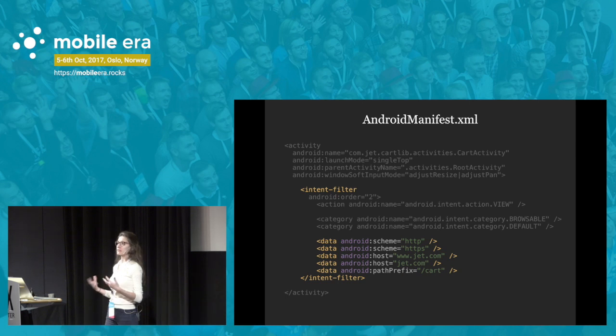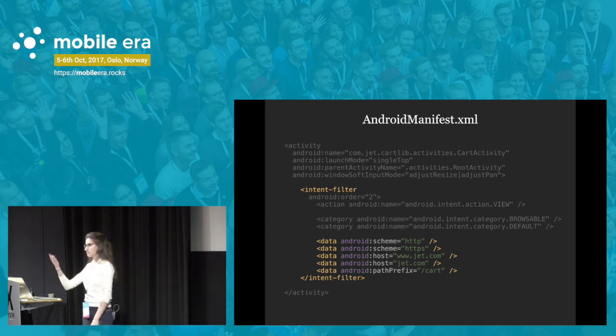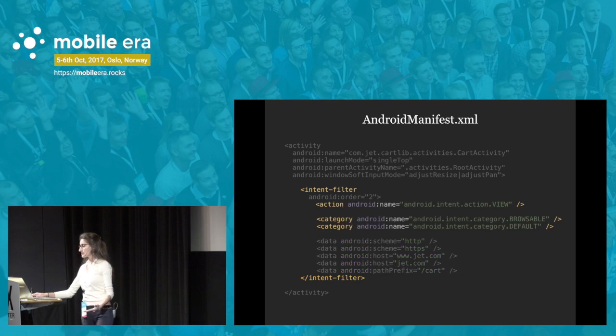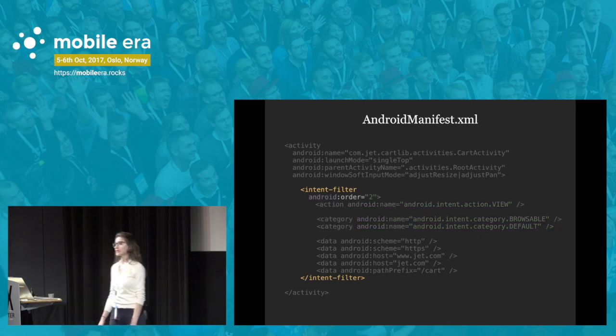And so basically intent filters for Instant Apps look pretty much like any other intent filters for regular deep links that I'm pretty sure most Android developers have experience with. You have to specify the action view, and we also have to set categories browsable and default. A new tag that has been introduced with Instant Apps is android:order.